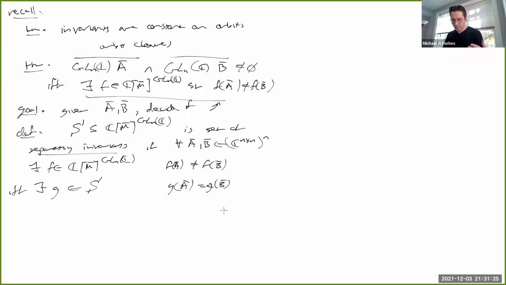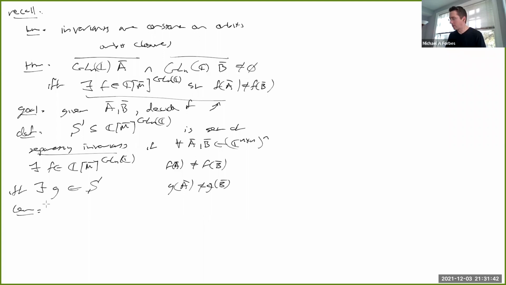Okay, and so what this is really saying is that instead of talking about all invariants at once, we can simply restrict to the set of separating invariants that decide: does there exist a separating invariant that differs?